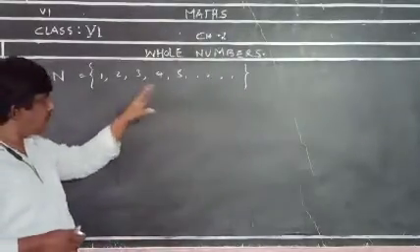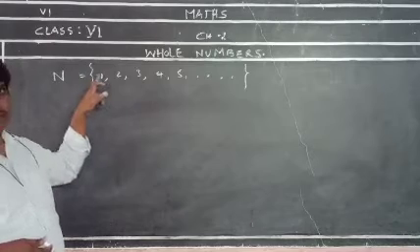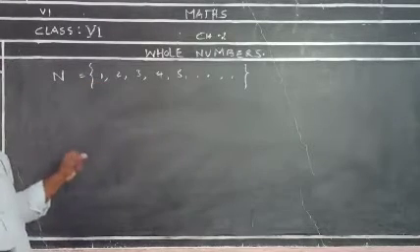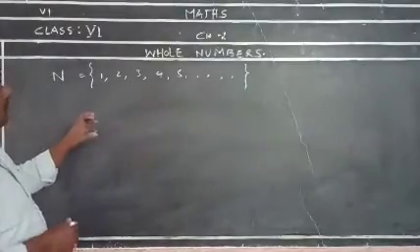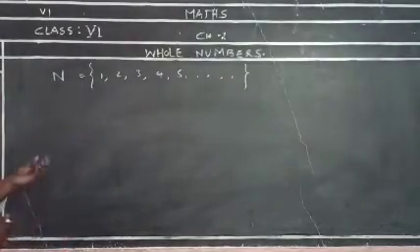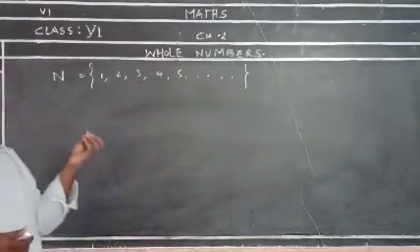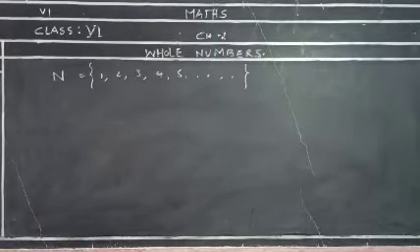But what is the first number and what is the smallest one? 1 is the smallest as well as the first number. So we can easily answer the question, what is the least natural number? The least natural number here is 1.